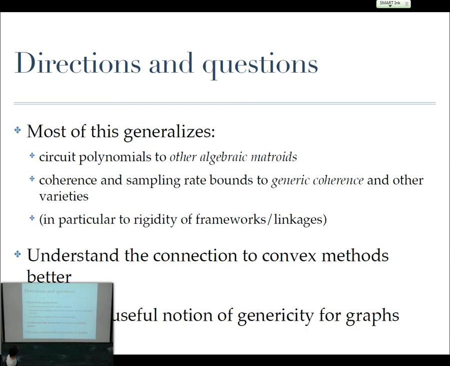Now, there are some directions, but there are some questions that I want to ask. Like I said, a lot of this generalizes. Some work with Zvi and other work with Franz says that this idea of coherence, in fact, has a generic interpretation too, and you can prove learning bounds for coordinate projections using this coherence idea, and then back out some things about frameworks and linkages.